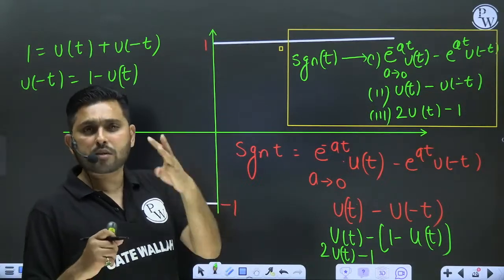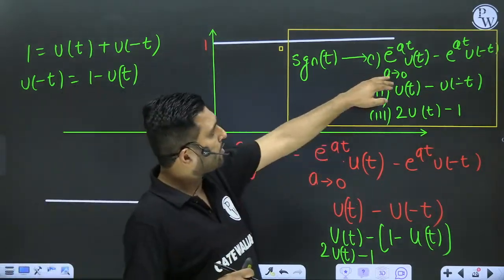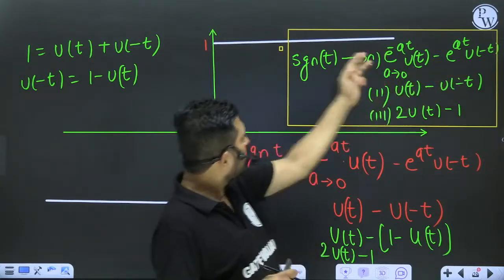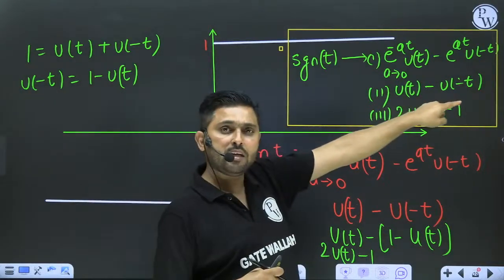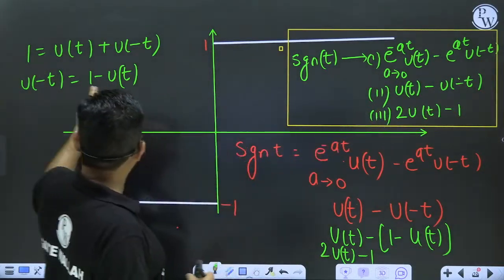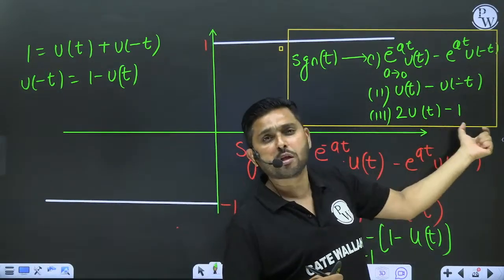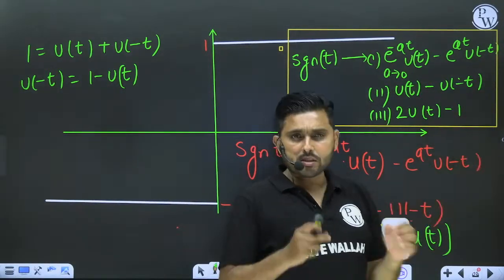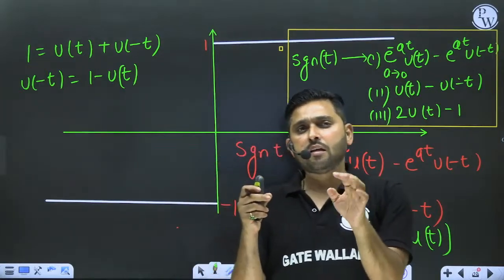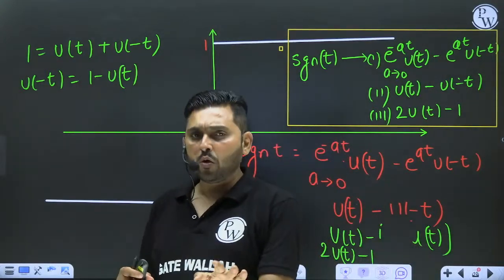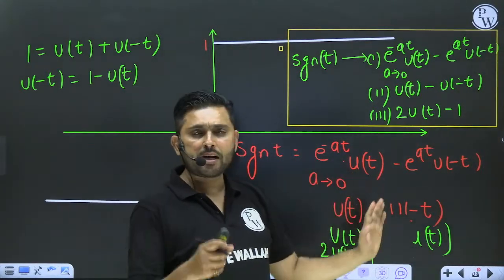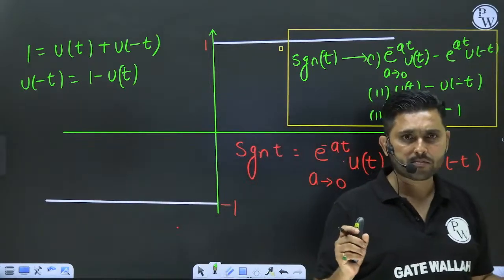So I now have three representations of a signum function. One is this one, just u(t) minus u(minus t), and since u(minus t) can be written in this way also, by manipulation I can write this as 2u(t) minus 1. So this is the whole journey from real exponential to signum function that I have made in half an hour or 40 minutes.